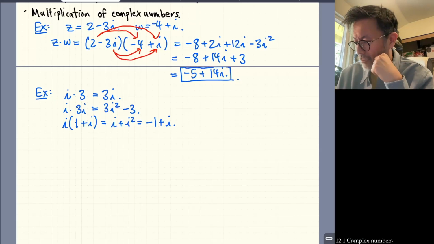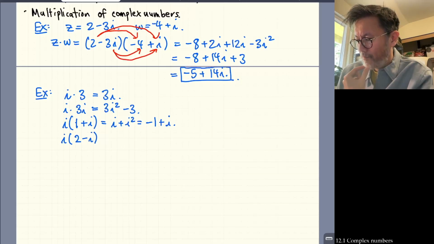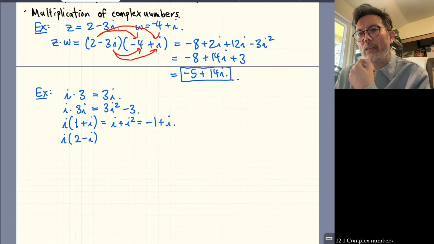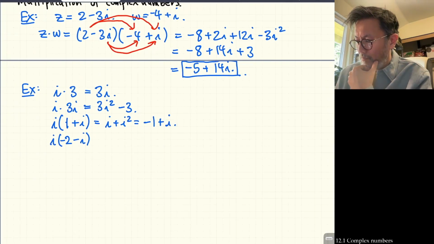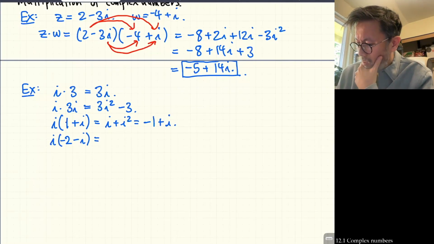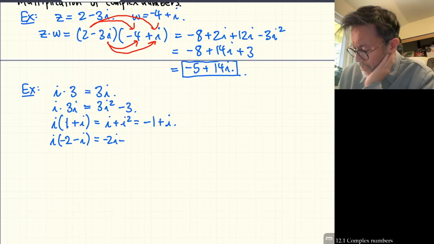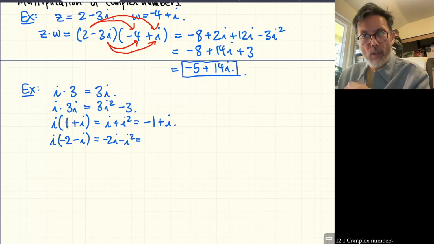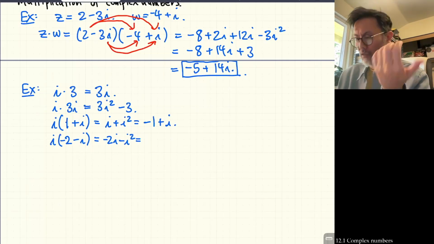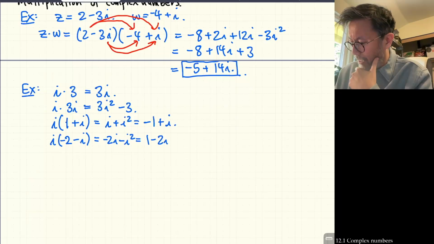Okay, and finally, let's just do one more. Let's do i times 2 minus i. Let's do negative 2 times negative 2 minus i. What is this equal to? This is equal to negative 2i. Now, i times negative i, think. It's negative i squared. But i squared is negative 1. So this is 1 minus 2i.